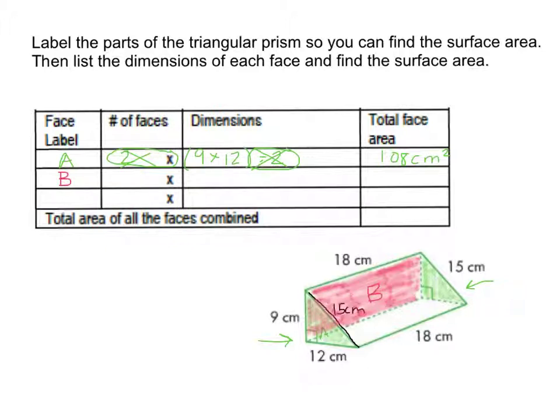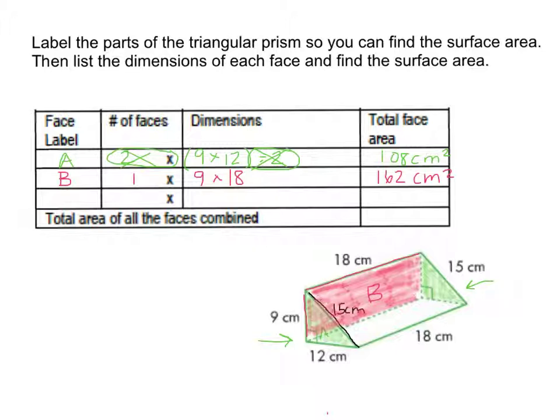My next piece is going to be what I've labeled here as B. There's only one of them, and it is 9 on one edge times 18 along that top edge.